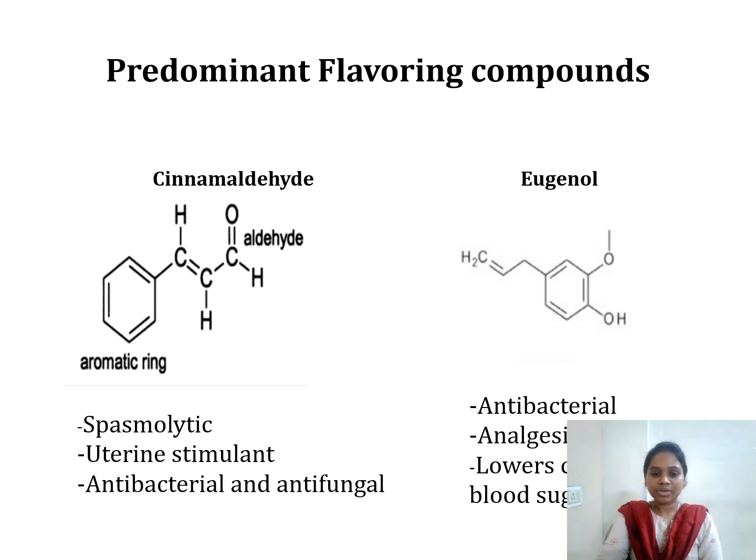Some of the medicinal properties are spasmolytic and uterine stimulant. It is antibacterial and antifungal. As well, eugenol also lowers the blood sugar and blood cholesterol levels.